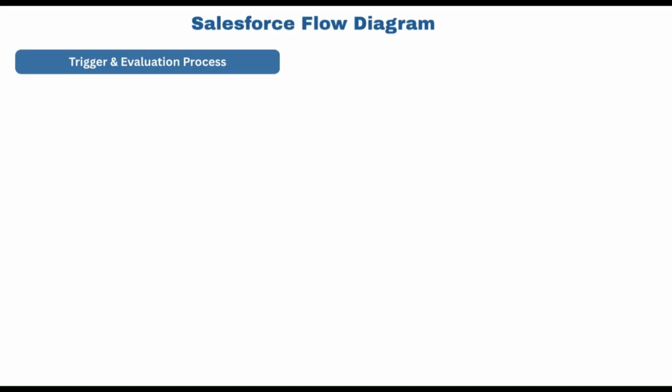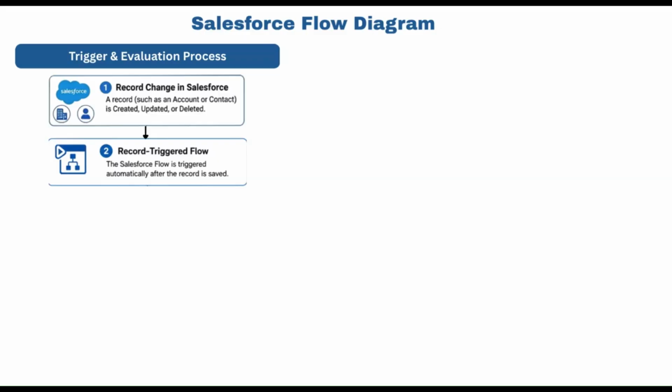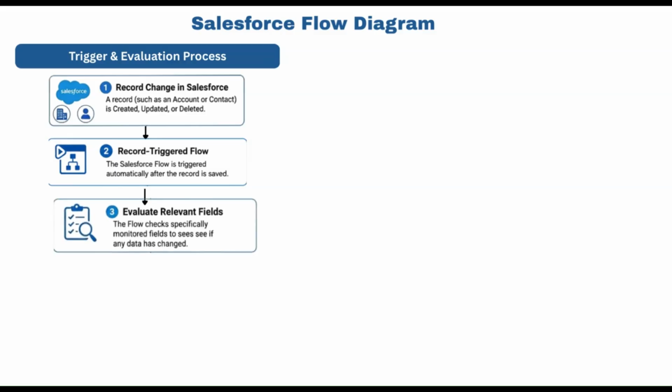Now let's go through the process step by step. Trigger and evaluation process. Step 1. When a record change occurs in Salesforce, such as when an account or contact is created, updated, or deleted. Step 2. Record-triggered flow. The Salesforce flow is triggered automatically after the record is saved. Then Step 3. Evaluate relevant fields. The flow checks specifically monitored fields to see if any data has changed.